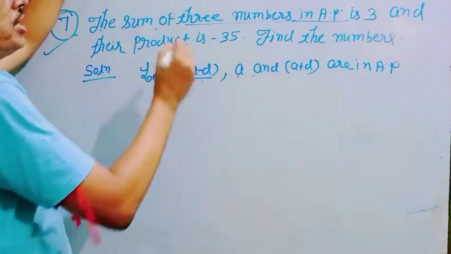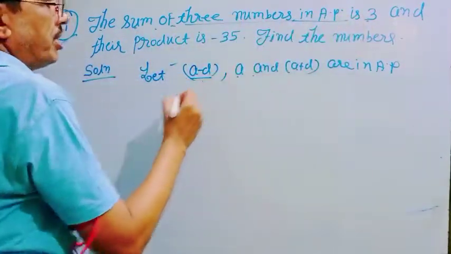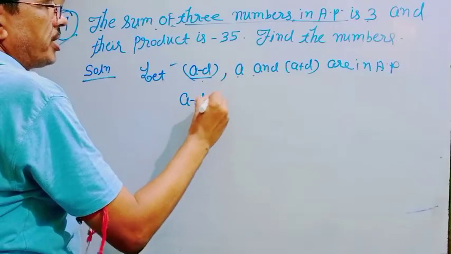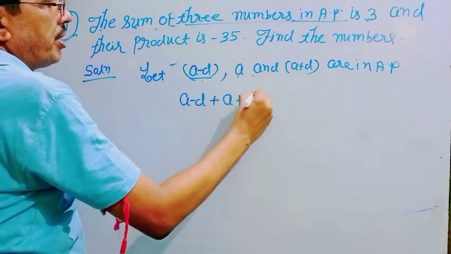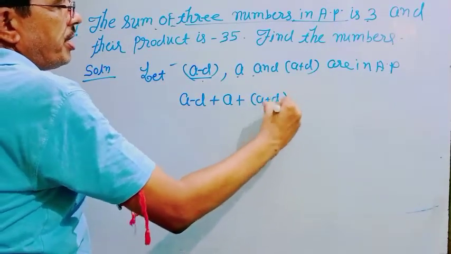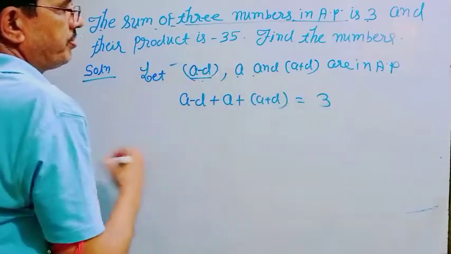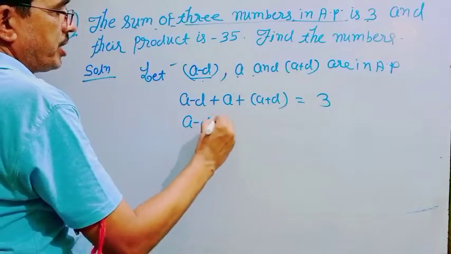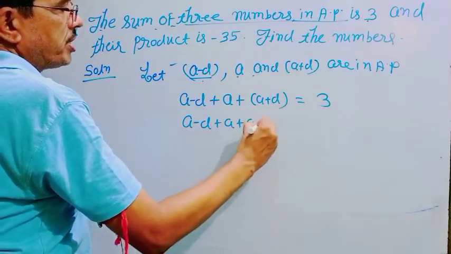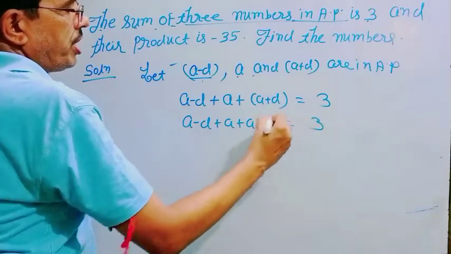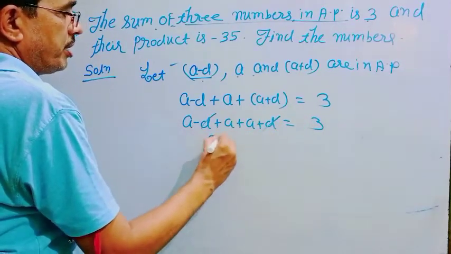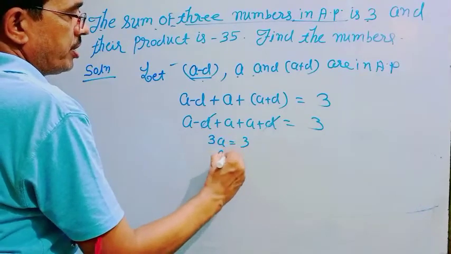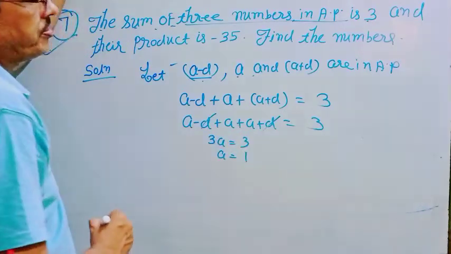Now the next condition, their sum is 3. So you write here (a − d) + a + (a + d) = 3. This d cancels. Then 3a = 3, then a = 1.